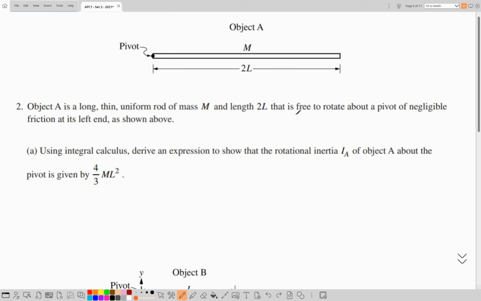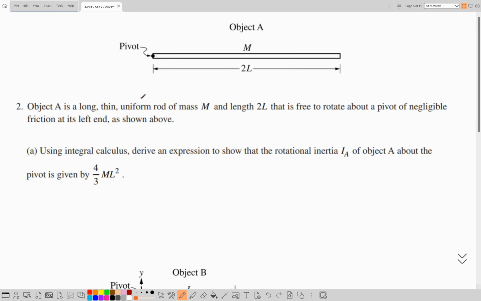Hello APC Mechanics students, today we'll solve the past paper of RQ 2021 set 2 exercise number 2. Always remember that the object itself or the figure appears above the text. Whenever you're reading a text, don't look at the figures below, just look at the figure above. Now object A is a long, thin, uniform rod.